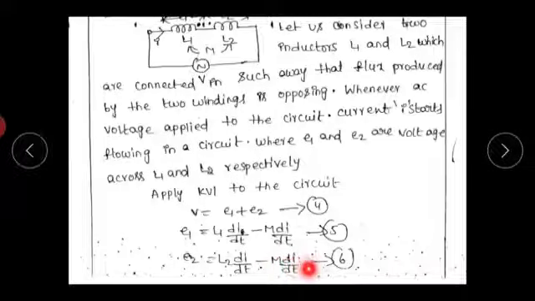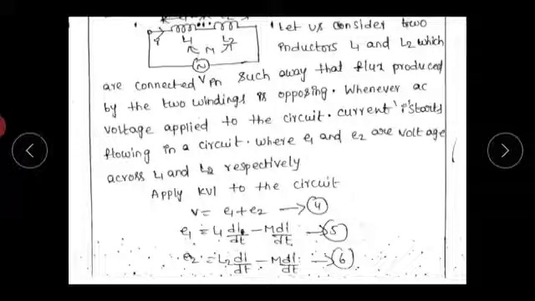This is the second coil mutual induced EMF. This induced EMF is due to first coil flux. Here minus M into dI by dt is the first coil mutual induced EMF. This EMF is produced by the second coil flux. Here two inductors are connected in such a way that they produce magnetic flux in opposite direction. If magnetic fluxes are opposite, then automatically the induced EMFs are also in opposite direction. So that's why induced EMF equals self-induced EMF minus mutual induced EMF.